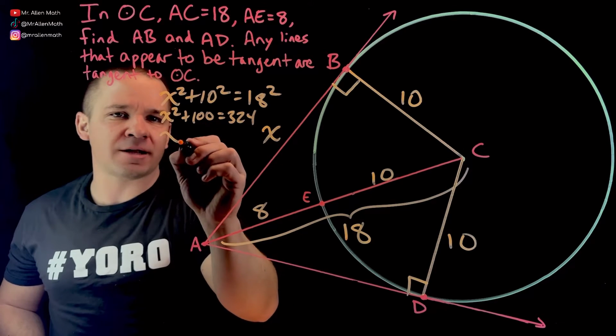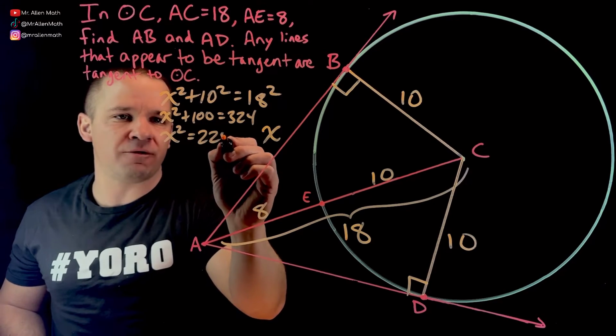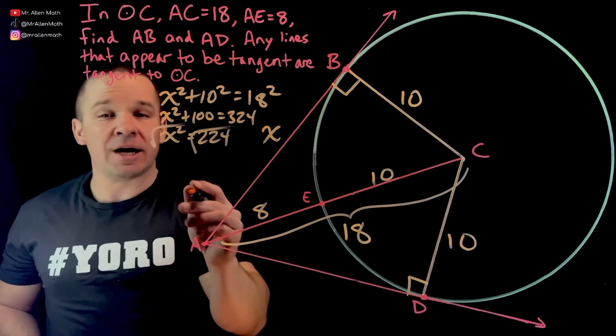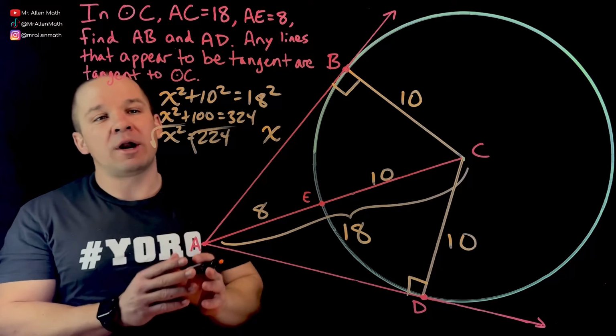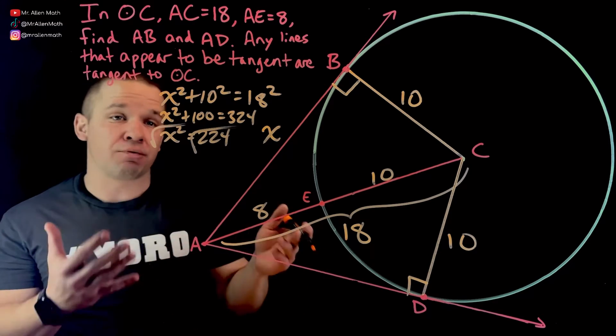We're going to subtract 100, so I get x squared equals 224. And now I'm going to square root. All right, now you can either do a decimal or, usually in a math class, we're going to have you guys break these things down using prime factors, okay?